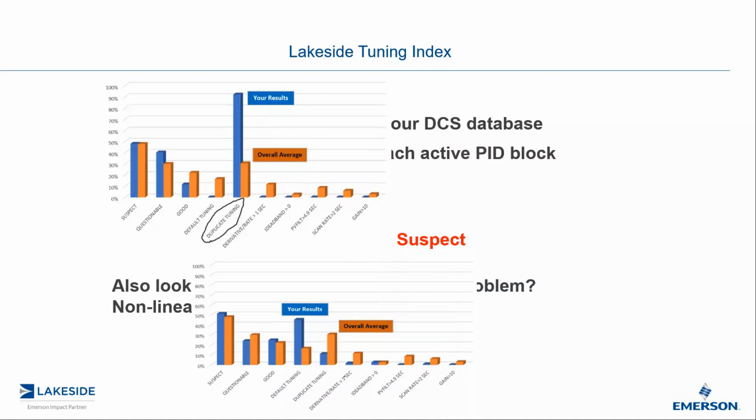In this example, you can see here almost 50%, I think it's 45%, of the loops had default tuning in this particular plant. That means they've never been tuned. And as a matter of fact, they recognized that when we worked with them using this dashboard. We work with them, and now I've been active, going through and tuning some of the loops that have never been tuned.